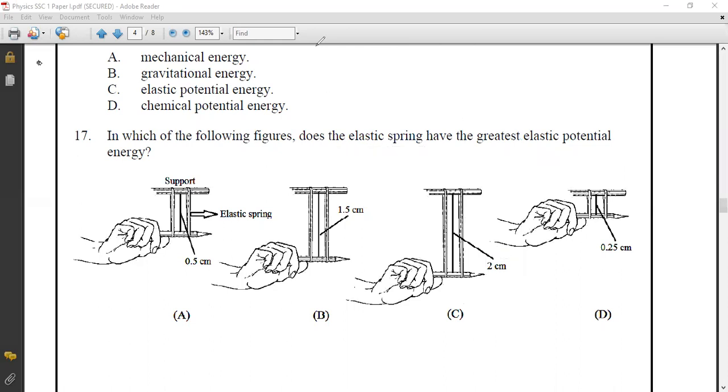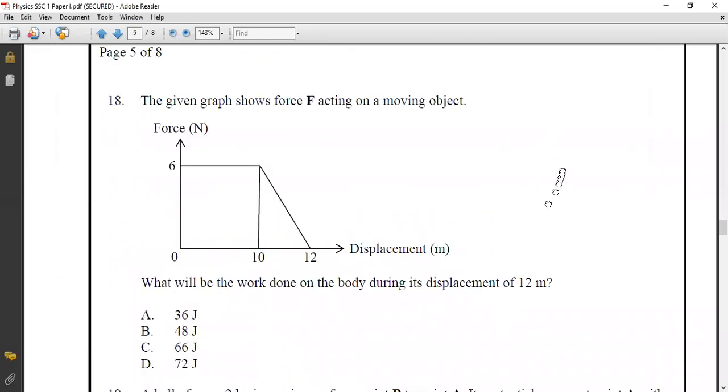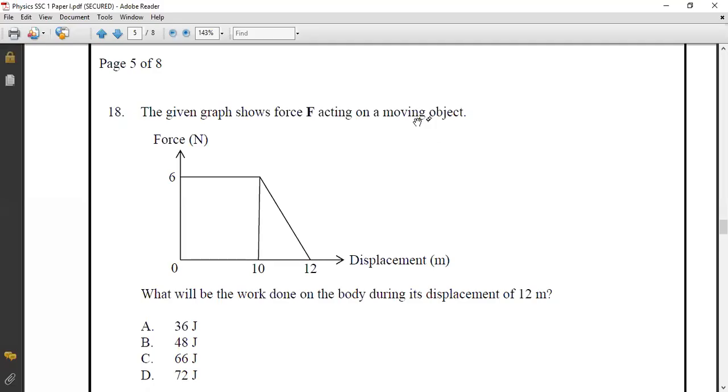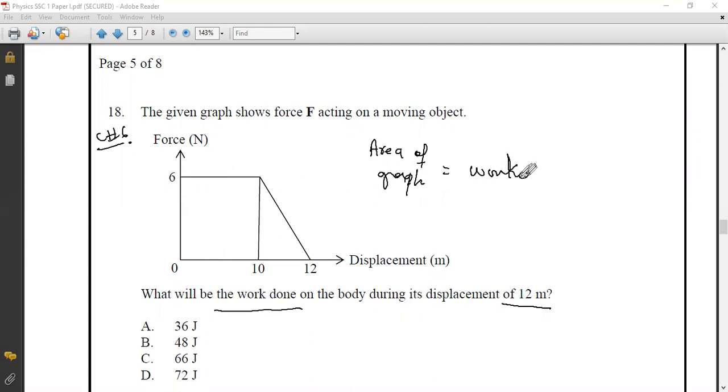So let's move to another question, that is question number 18. Next, we have question number 18, that is from our chapter number 6, Work, Power, and Energy. The given graph shows the force acting on a moving object, and we have to find the amount of work done on the body during the displacement of 12 meters. This graph is between the force and displacement, and the area of this graph is equal to the work done on the body.